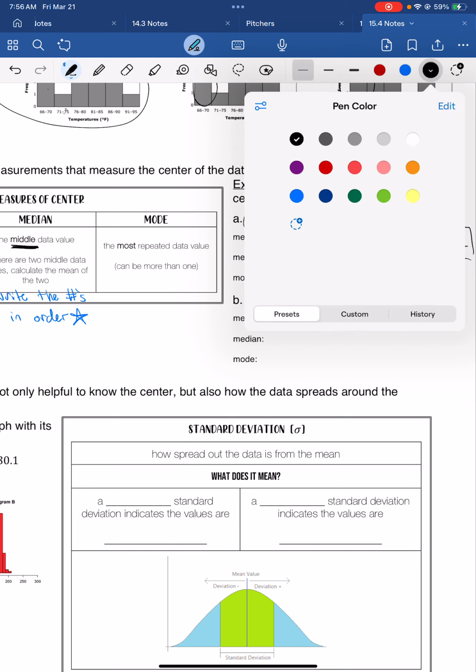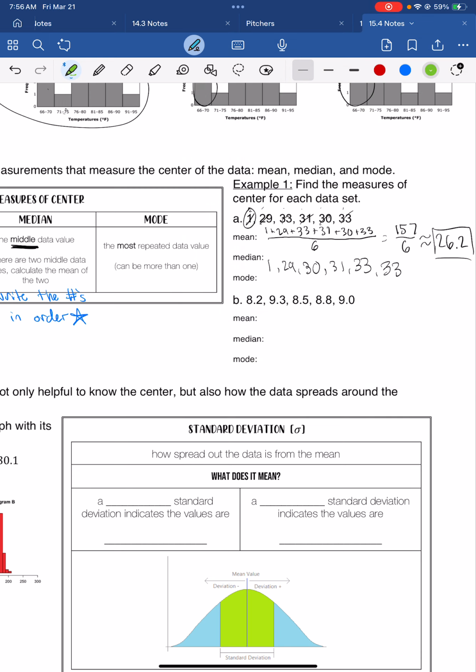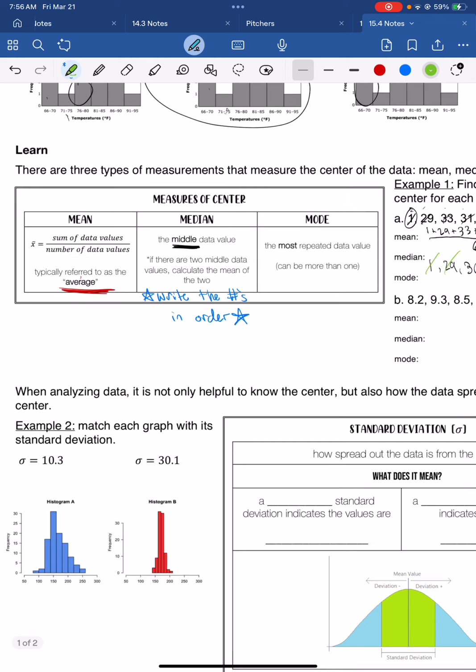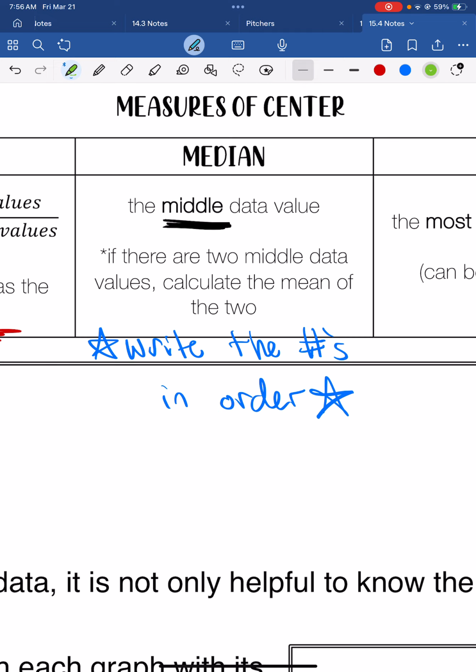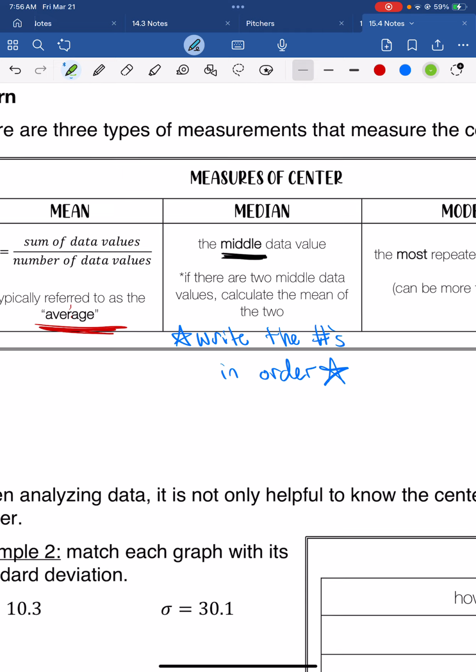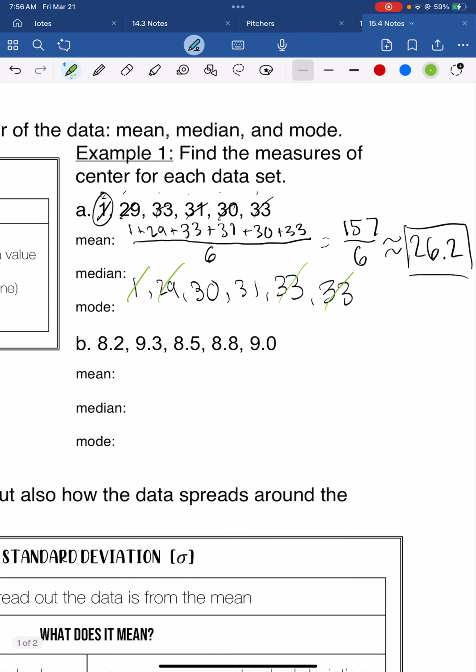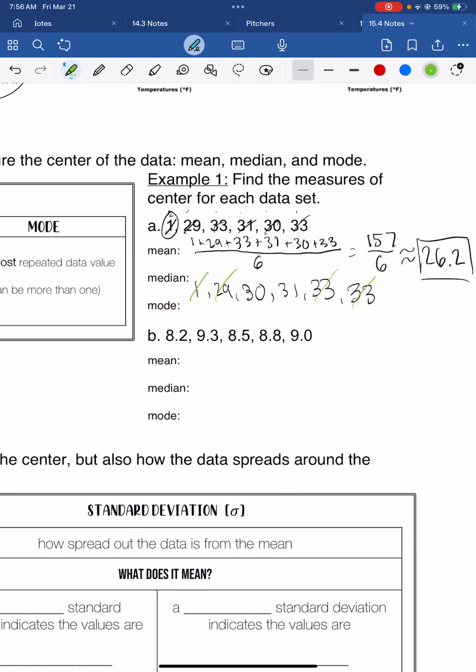The way that I like to do this is you kind of cross off 1 from each side as you go. So you start at the front, you cross off the very front, then the very back, then the next one, then the next one. And if you end up with 2 data values, right here, it says if there are 2 middle data values, calculate the mean of the 2. So what that means is you are going to take these 2 numbers, so right here, you're going to add them together, 30 plus 31, and then divide it by 2 because there's 2 numbers there in the middle.